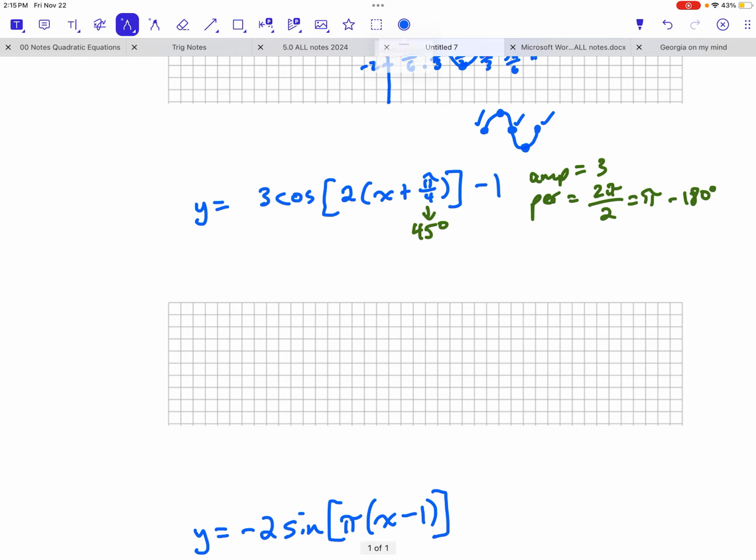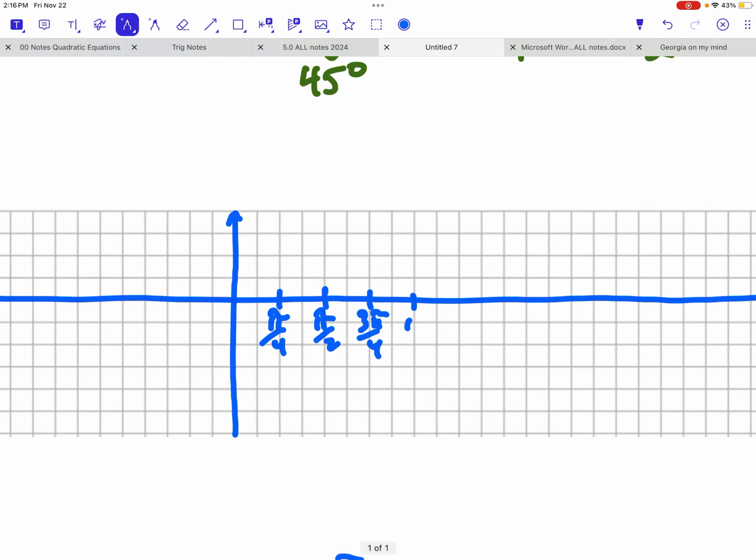So I think to myself, I probably don't want to count by 30s because then it's not going to line up nicely with the 45. I see that it's also shifting down eventually, so I'll put my x-axis a little higher up. And here we go. So I'm going to go up by 45 degrees. So that's pi over 4, pi over 2, 3 pi over 4, pi, 5 pi over 4, 6 pi over 4, which is 3 pi over 2, and 7 pi over 4, and then 2 pi.